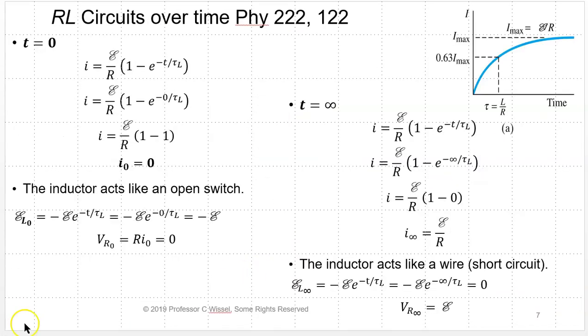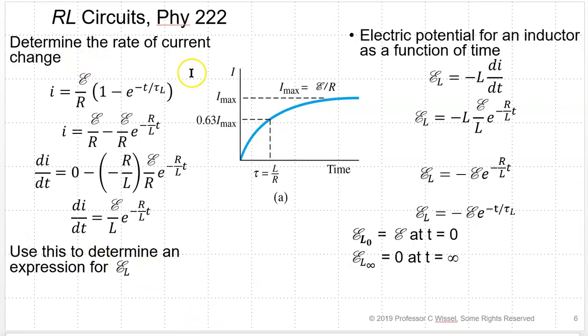If you are algebra-based, please skip ahead one slide to the solutions. Okay, so we're going to determine the rate of current change. I equals E over R times the quantity 1 minus the exponent minus T over tau L. Do a little bit of algebra on it.